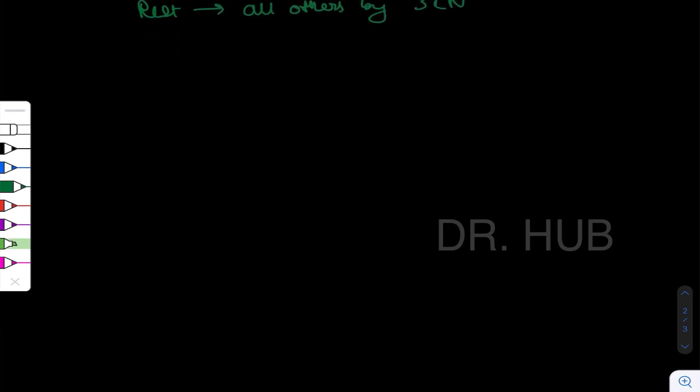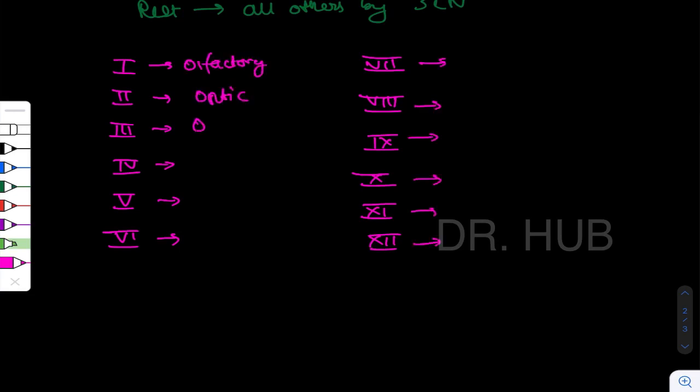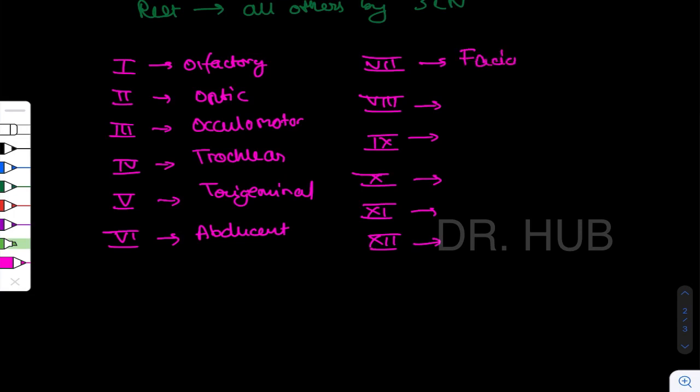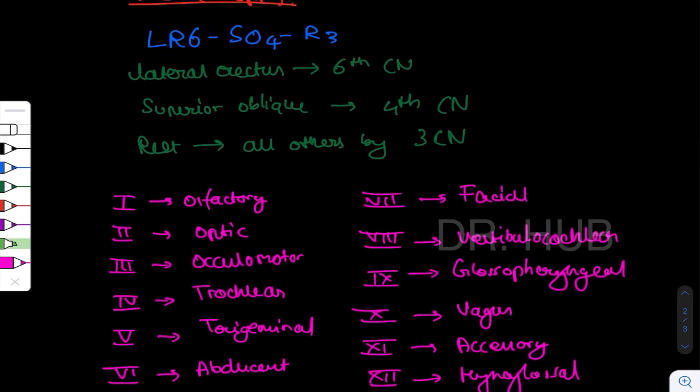So before looking at what these cranial nerves are, I'll be recapping the entire 12 cranial nerves. So this will be a useful revision as well. So first one, olfactory, then optic, oculomotor, trochlear, trigeminal, then we have the abducent, we have the facial, the vestibulocochlear, the glossopharyngeal, the vagus, the accessory nerve, then hypoglossal nerve.